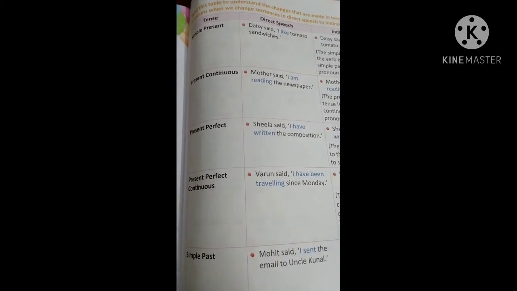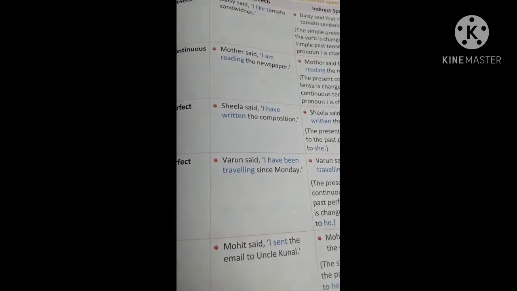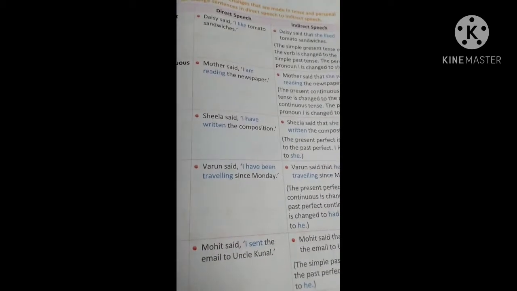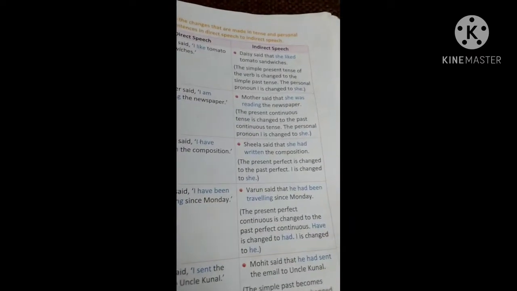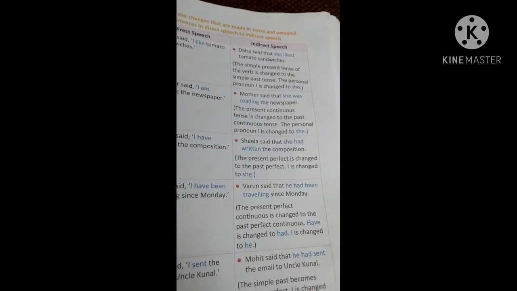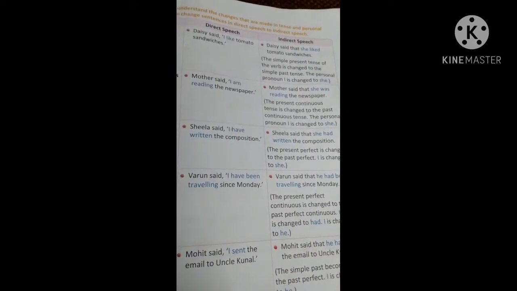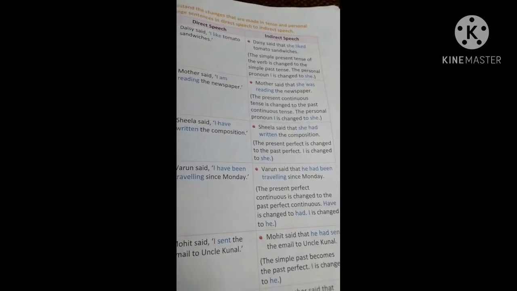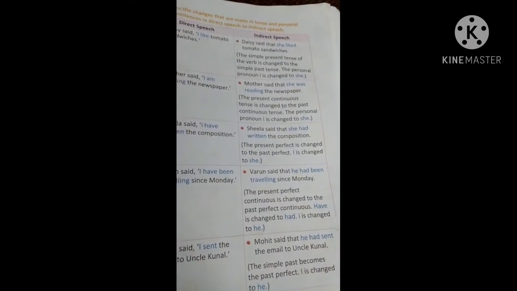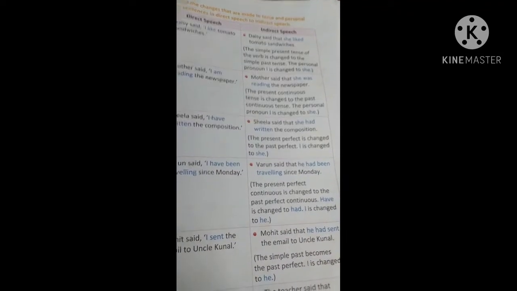If the reported speech is in present perfect tense, as in the example, Sheila said, I have written the composition. Have written is present perfect tense. Then present perfect will change to past perfect, and again I will change to she. I is for Sheila, so it will become she. Now the sentence is, Sheila said that she had written the composition.